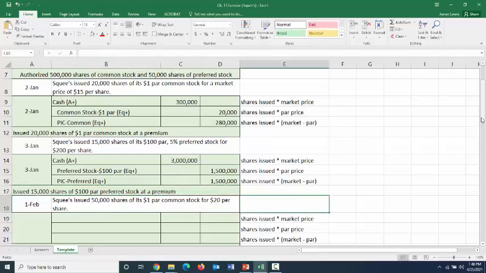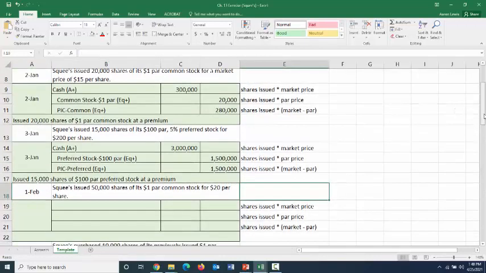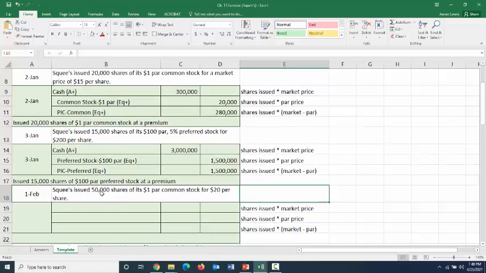Our next entry is occurring on February 1st, where we're issuing more common shares. We're issuing another 50,000 shares of common stock with a $1 par. This time, the market price is going to be $20 per share. Well, we're still issuing common shares, and we're still doing so at a price well in excess of our par, which means we're going to have a debit to cash to account for the amount of cash you received, and then we're going to have two credits, one that is the portion that goes towards par, and the other one is the portion that goes in excess of par.